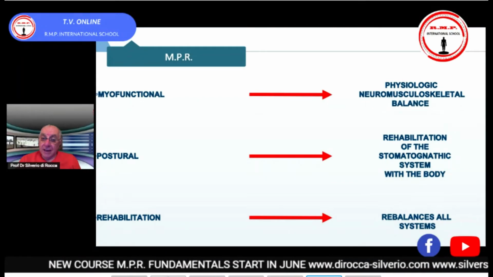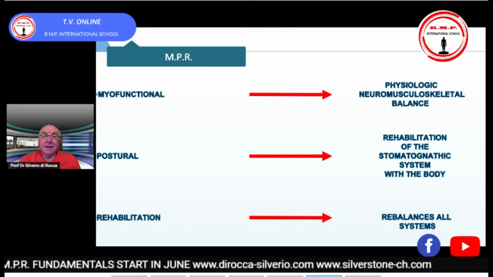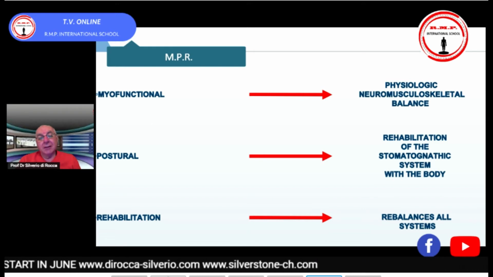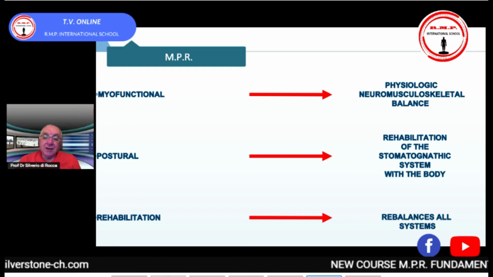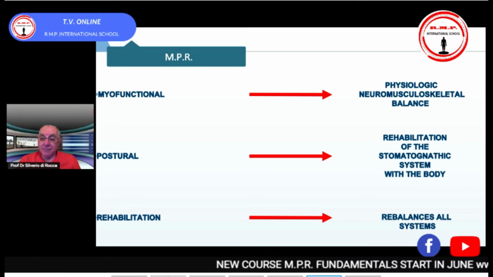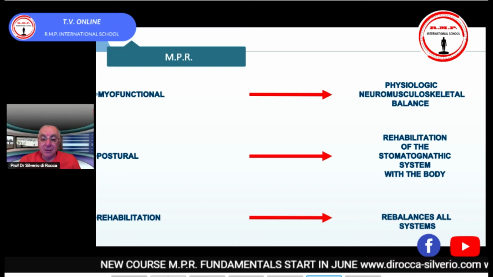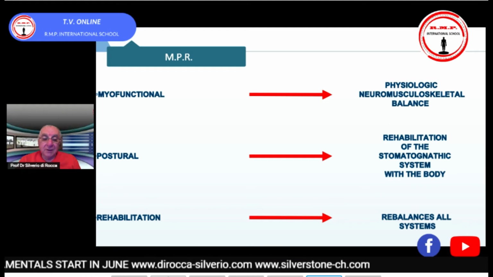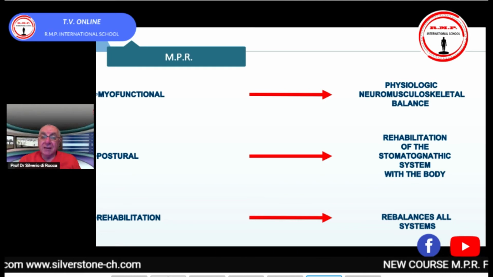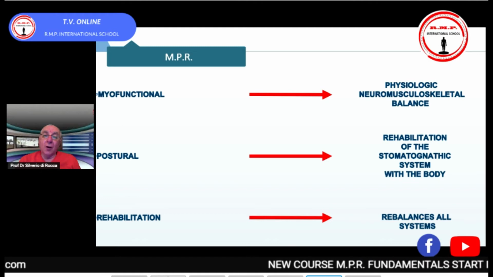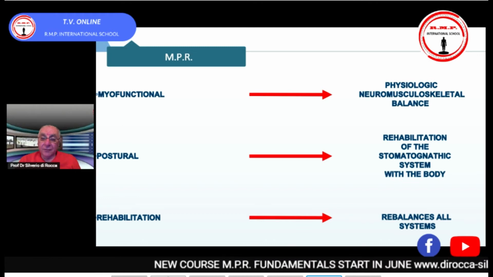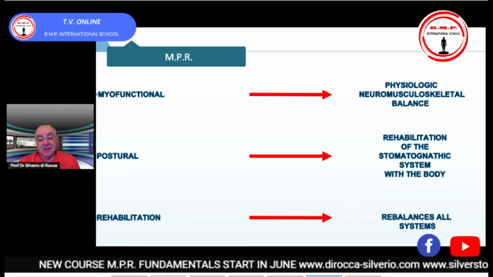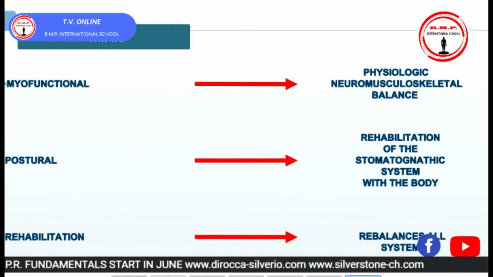And the MPR is myofunctional because it works on a physiologic neuromuscular and skeletal balance. It is postural because it does the rehabilitation of the whole body, and it is a rehabilitation because it obtains the balance of all systems of the body. That's why we say it is a good rehabilitation.